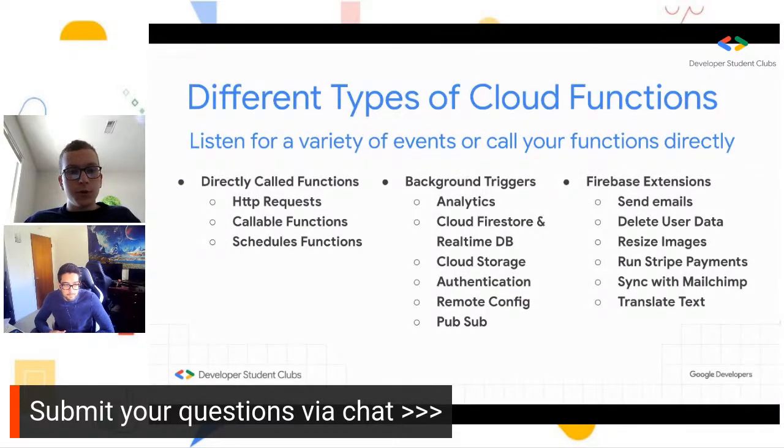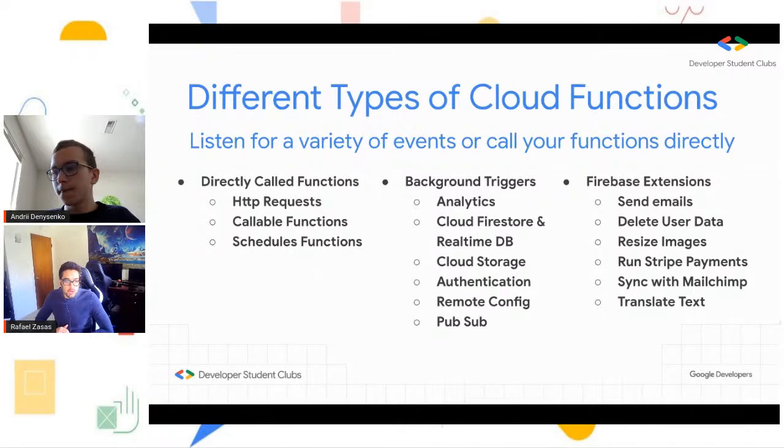Okay, Raf, do you want to talk about different types of functions, outside the ones that I've shown in the demo? Yeah. So Andrew predominantly showed the directly called functions. You also had one of the background triggers, and okay, so start from the beginning.